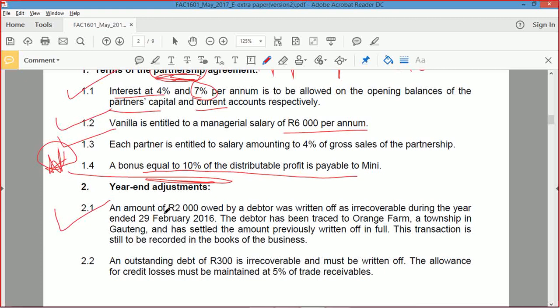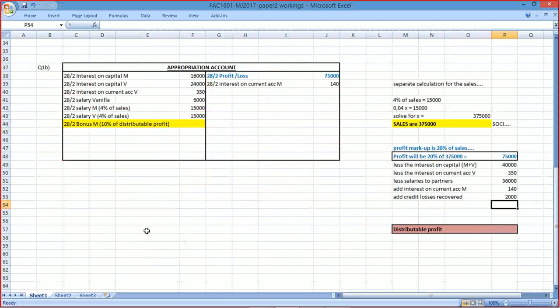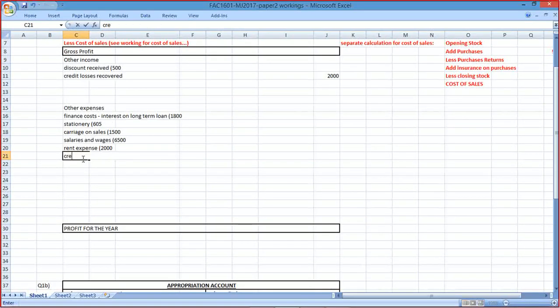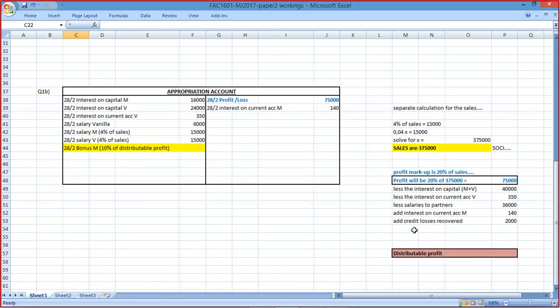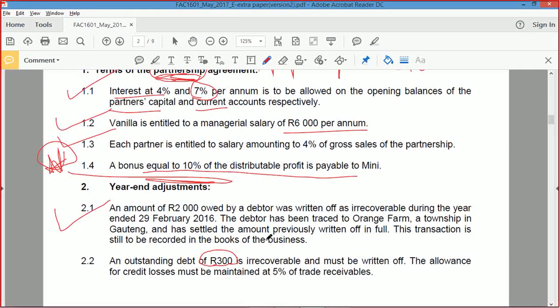Now I've looked at point number 2.1. Do I need point number 2.2? An outstanding debt of 300 is irrecoverable and must be written off against the allowance. Yes, you do need it. Where are you going to put it? As expense. Correct. So the simple answer to the first part is credit losses, 300, straight from the question. It is irrecoverable, write it off. Then adjust your profit: less credit losses, 300. Do I need the second part?